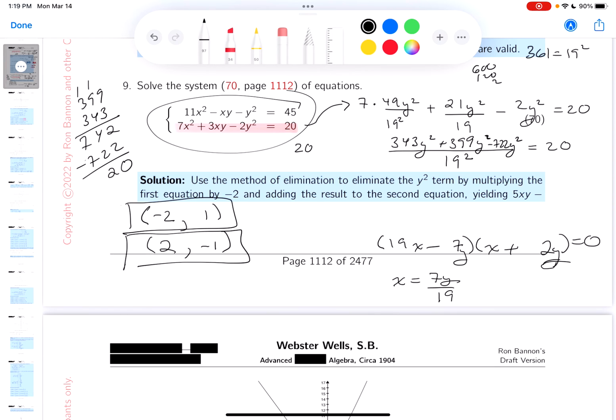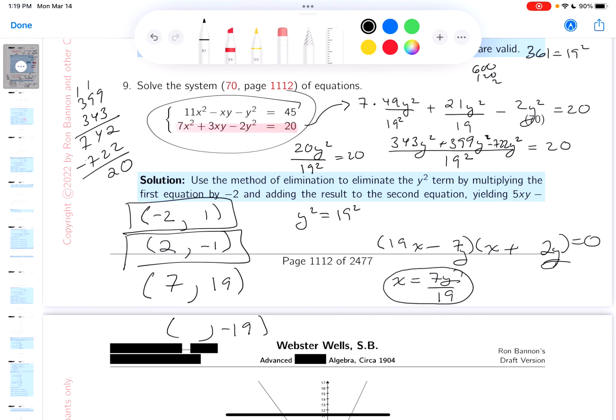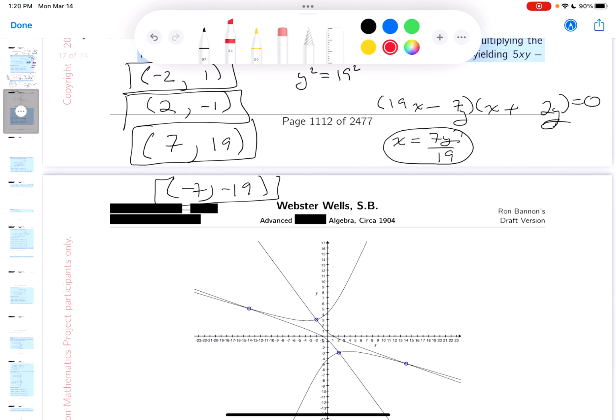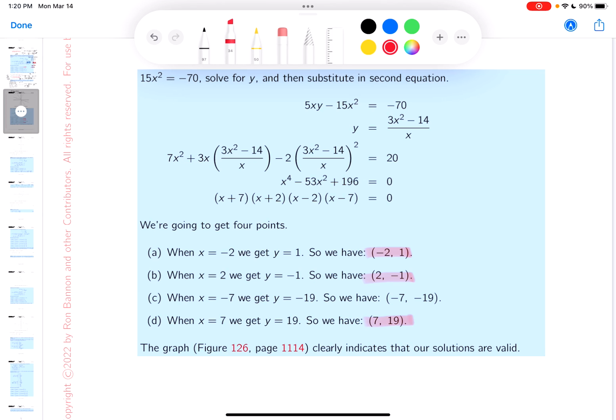I get 20y squared over 19 squared is equal to 20. So that means y squared is equal to 19 squared, which means y is plus or minus 19. Geez, this is what we're dealing with over here. So let's see, if y is 19, x would be 7, and if y is minus 19, it would be minus 7. I'm going to commit to these two answers. And let's see if we got them. 7, 19 and minus 7, minus 19.